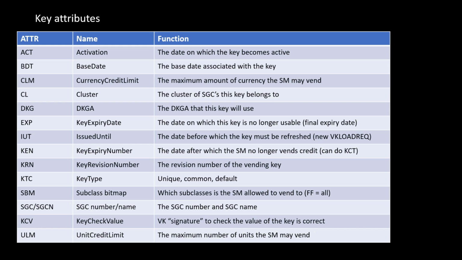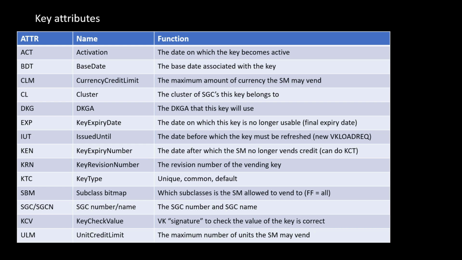The key expiry date, the date on which the key is no longer usable. That is the final expiry date of that key. Issued until, the date before which the key must be refreshed. Okay, so you need to refresh it either every 30 days, 60 days, up to 365 days. And we'll talk more about that later.